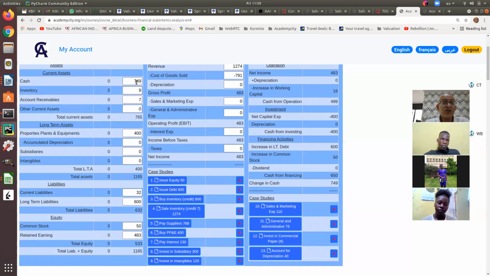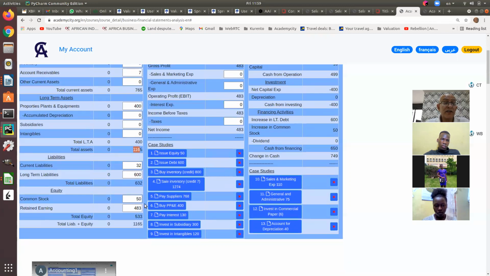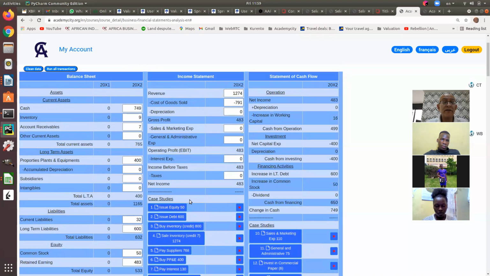I took some cash out of the bank. That reduced my cash in the bank. And I bought another asset, so I have more long-term assets. Net effect, total assets haven't changed. Nothing else has changed. Nothing has changed in the income statement. I haven't used anything. Okay? So that's also a relatively easy transaction to follow.